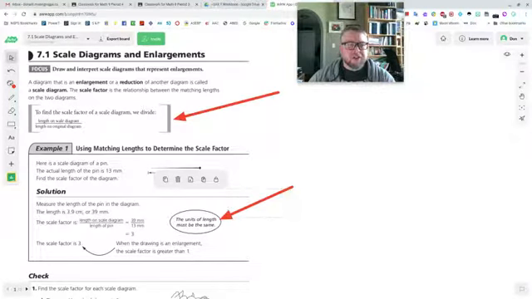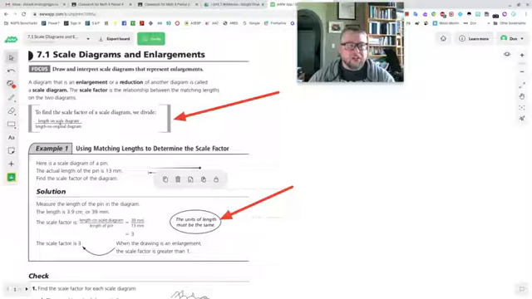So the first thing we need to do is talk about what a scale factor is. And this red arrow right here is pointing to the equation we're going to be using for a scale factor. And of course, we divide. So we have the length on the scale diagram divided by the length on the original diagram.